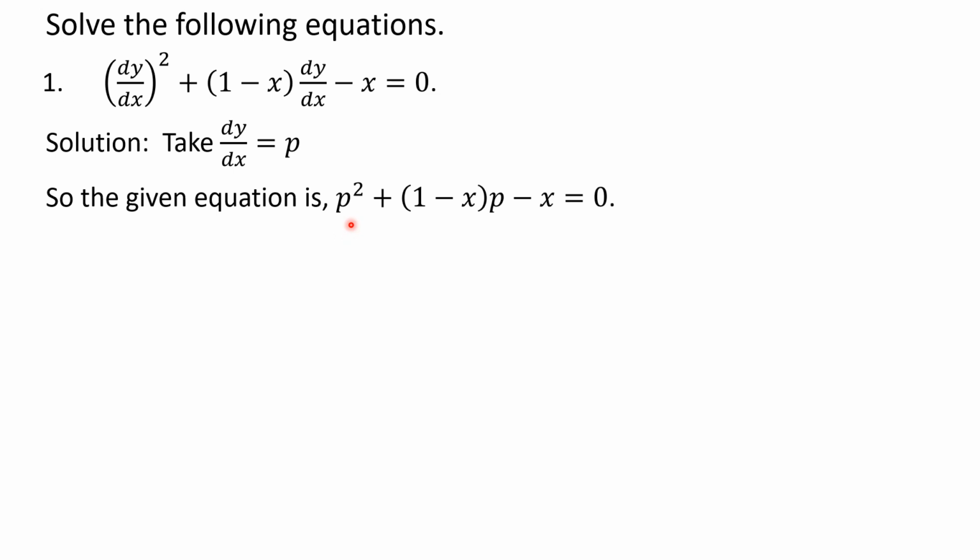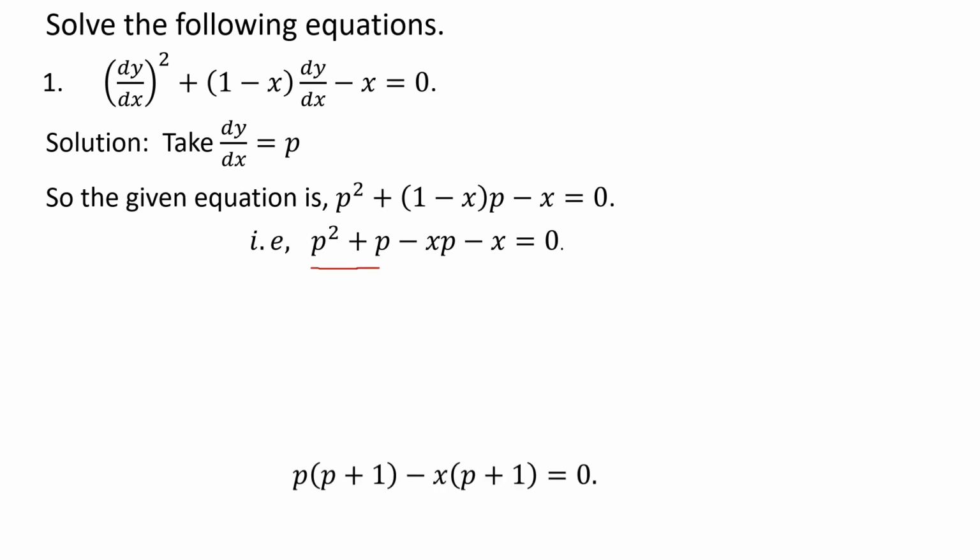Students, just observe, this is a second order equation in p. It is a quadratic equation in p. So we have to first factorize it. The factorization is just by splitting the terms: p^2 + p - xp - x = 0. Once we split this, it is easy to find the common factors in the first and the second terms. The common factor is p, so I can write p(p + 1).